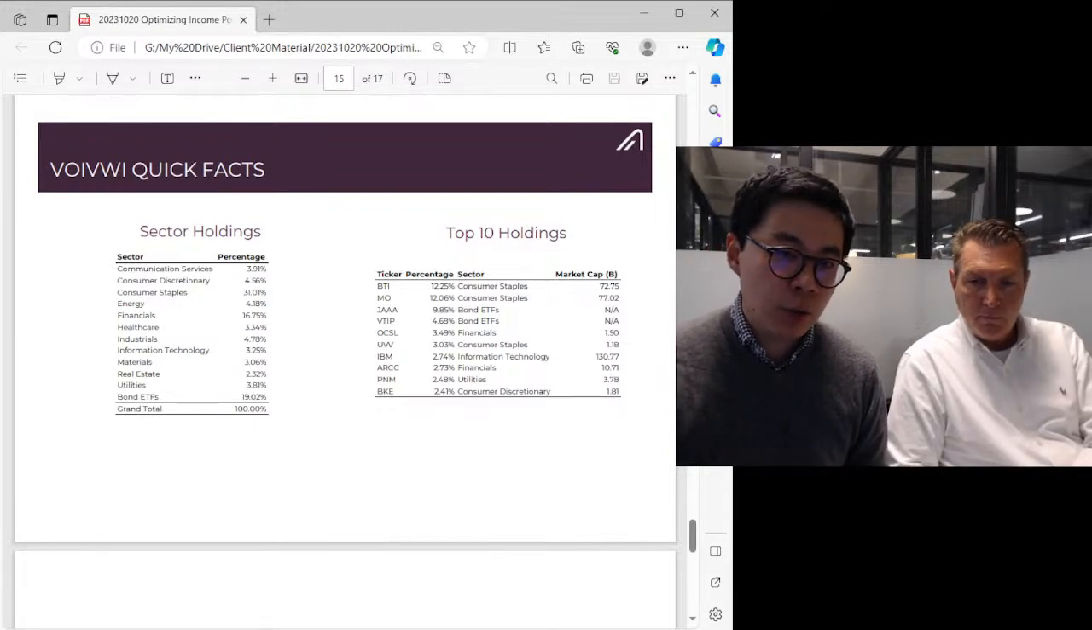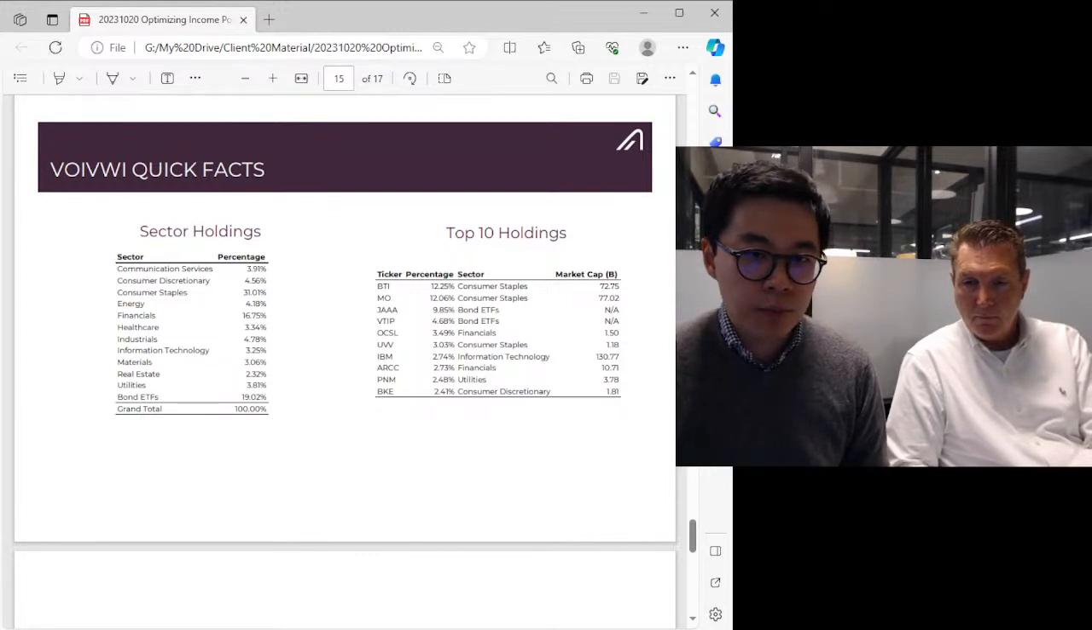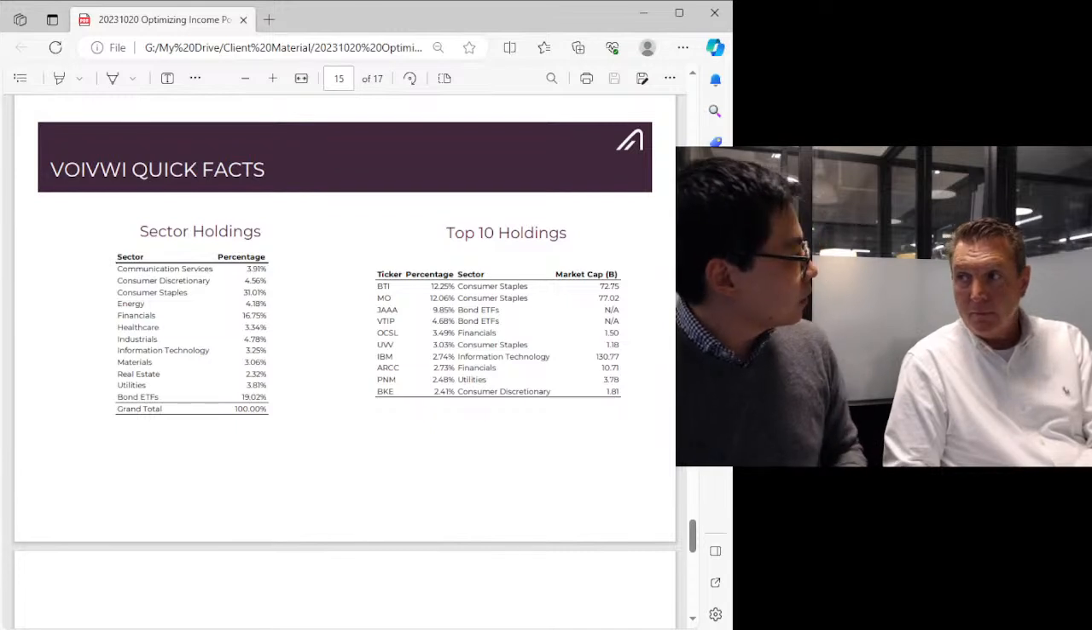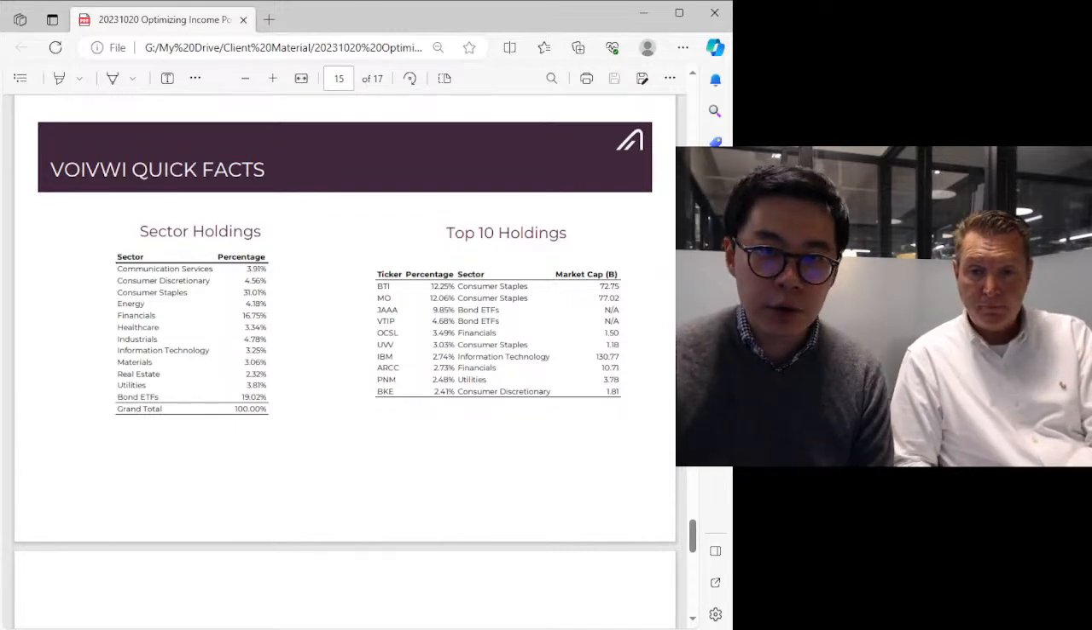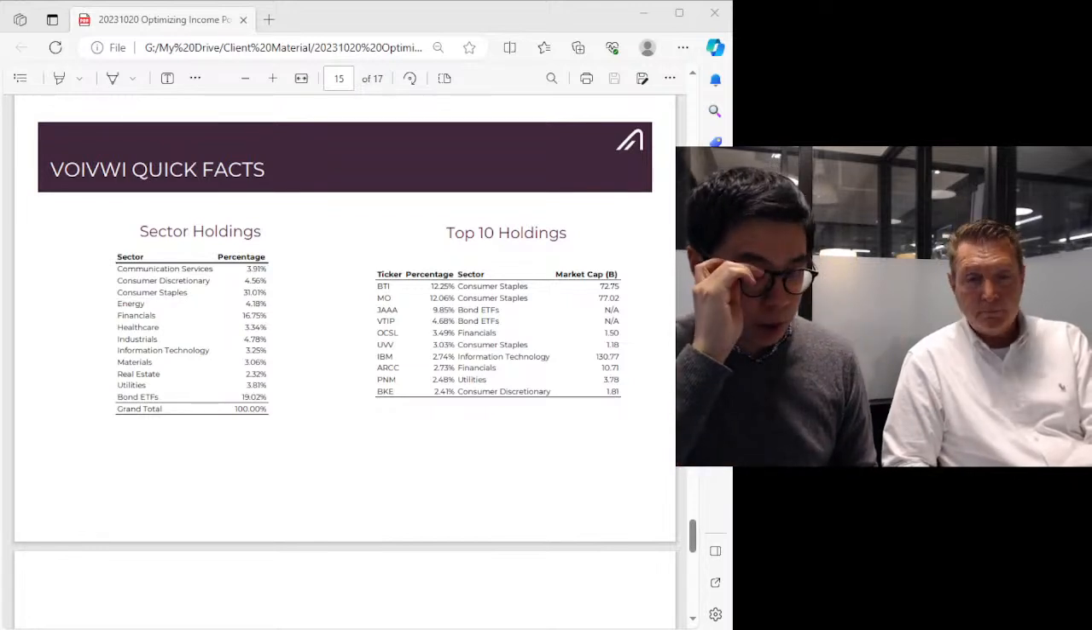And if you think about where this index was maybe 6 months ago or a year ago, you had more energy. And you think about the volatility in the energy sector, that really increased this year, right? Energy was a wild ride this year, so VOI naturally decreased exposure there.